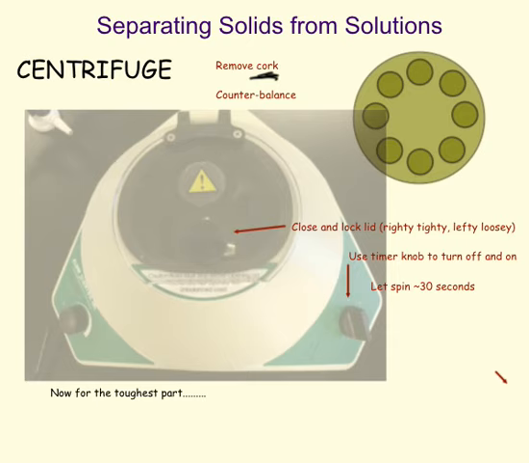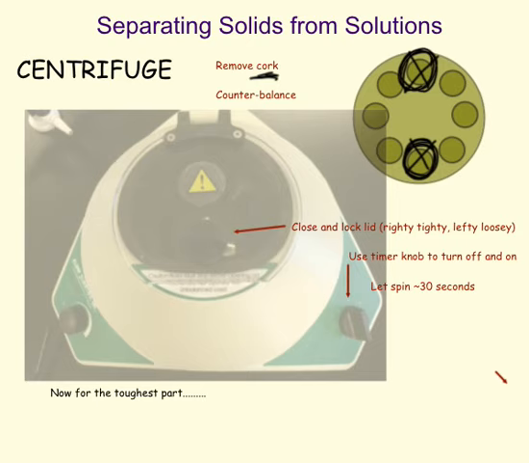Then you also have to think about counterbalancing. If you just have one test tube with solution in it that needs to be centrifuged, you need to either find a friend or create another test tube with just some tap water in it of equal volume. And whichever situation that might be, and typically it's going to be trying to find another group that needs to centrifuge as well, you need to think about counterbalancing it. And what that means is you put that other test tube across the way from it.